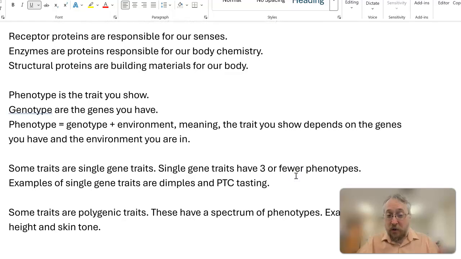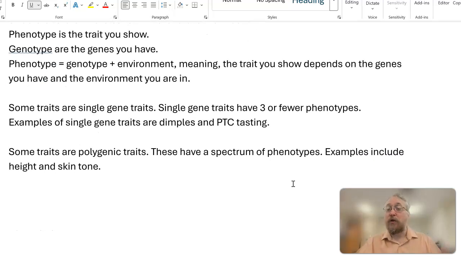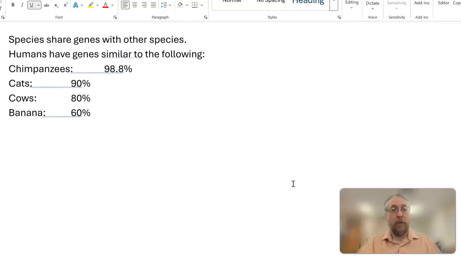Some traits are single gene traits. Single gene traits have 3 or fewer phenotypes, and examples of single gene traits are dimples and PTC tasting. Some traits are polygenic traits. These have a spectrum of phenotypes, and examples include height and skin tone.